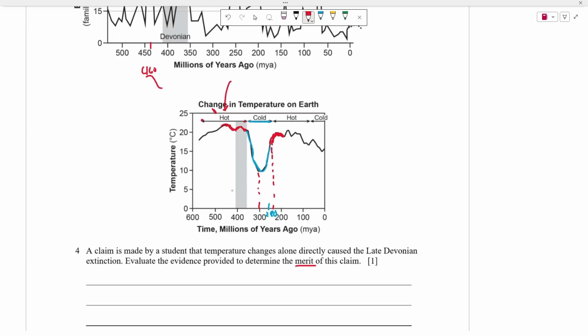We could also say that the claim should be refuted because the temperature change during the Devonian was minimal, and yet a mass extinction occurred then. So other factors must have been at play. So as long as you mention the fact that other extinction events didn't need a change in temperature to occur, or that there wasn't a change in temperature during the Devonian period, and as a result this claim is false, you would have gotten full credit here.